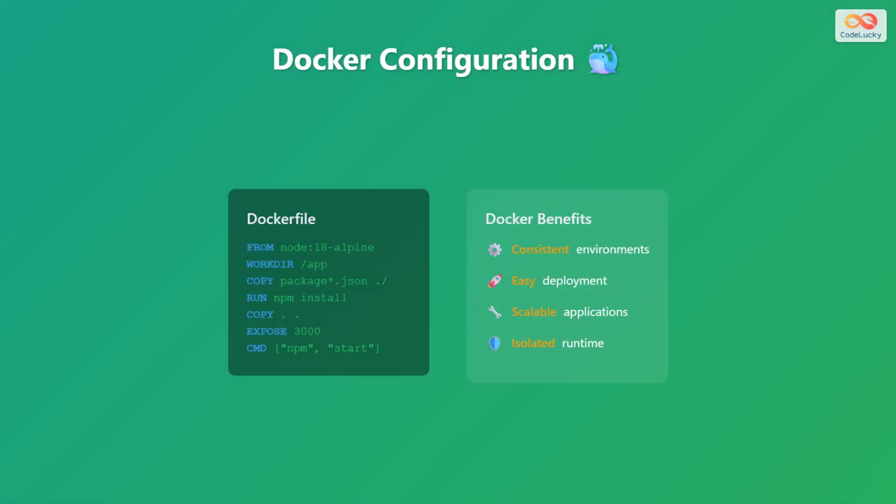Docker is used to containerize the Node.js application, ensuring consistent environments across different stages of the CI/CD pipeline. The Dockerfile defines the container's configuration. It starts with a base image such as node:18-alpine. The working directory is set to /app. The package.json and package-lock.json files are copied, and dependencies are installed using npm install. The application code is then copied, the port is exposed, and the command to start the application is defined. Docker provides benefits such as consistent environments, easy deployment, scalable applications, and isolated runtime.